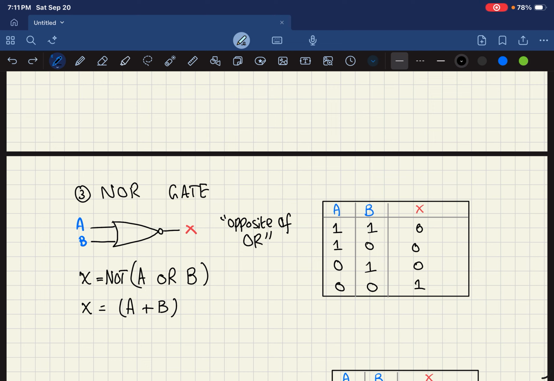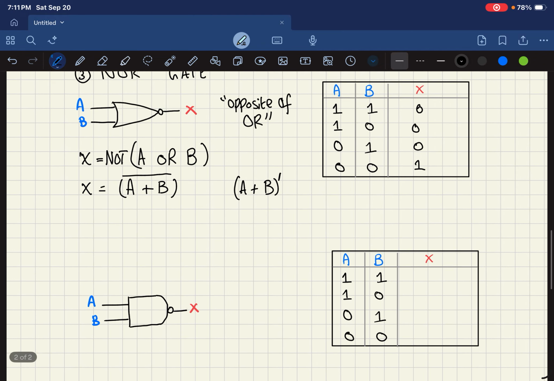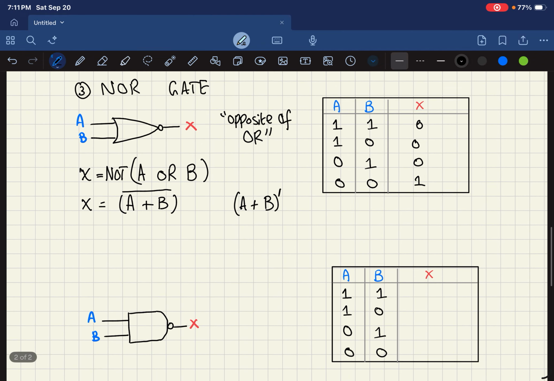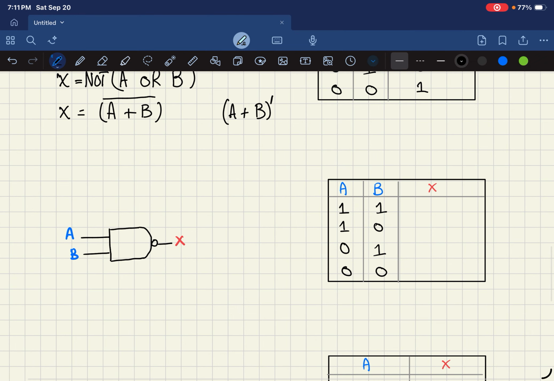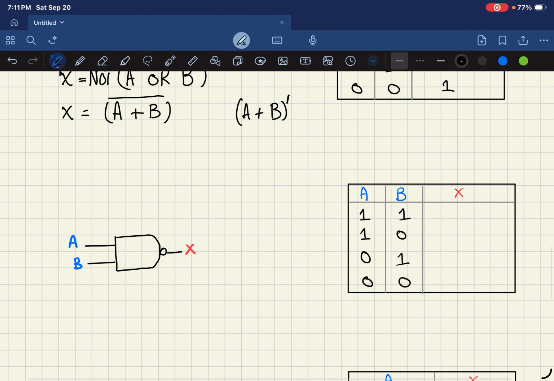Okay, you may also find another alternative representation in which we do A plus B, but then we add a dash over here. Okay, so it's either this or that. You can follow whichever one makes sense to you. All right, the fourth type of gate that we have is called the NAND gate.